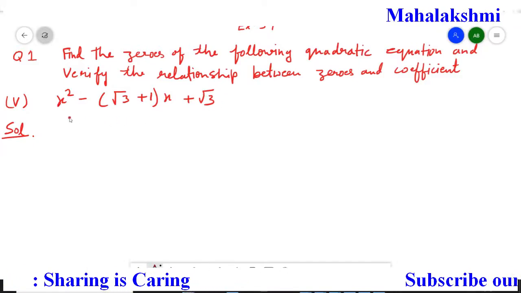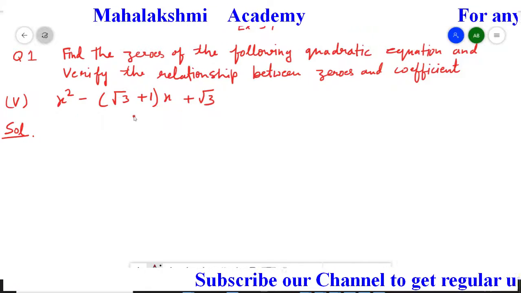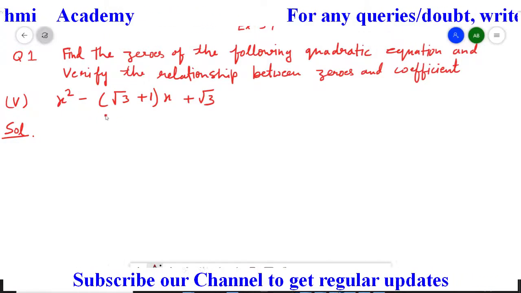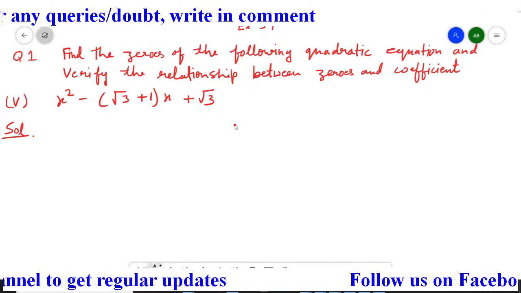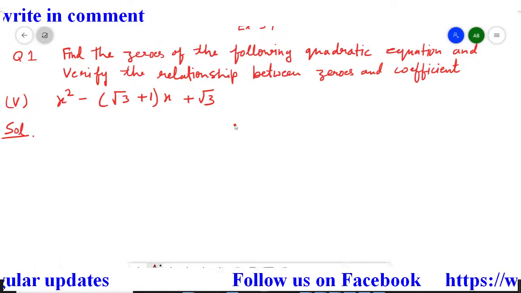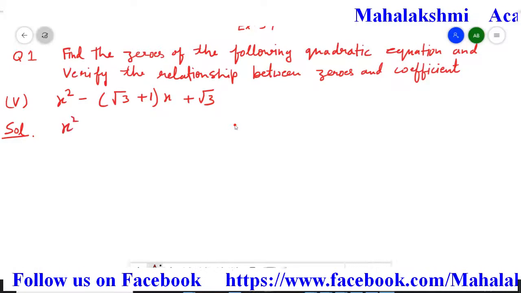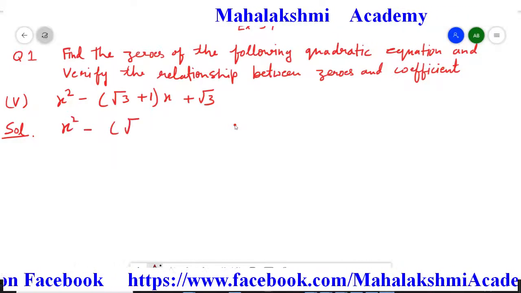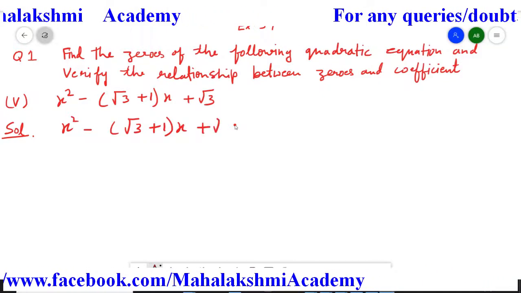So first work is we have to find out the zeros. Zeros means we have to find out the values of x which satisfy this polynomial. So we'll start to find out the polynomial zeros. First we'll write down the quadratic polynomial as it is. That is x square minus (root 3 plus 1) x plus root 3.